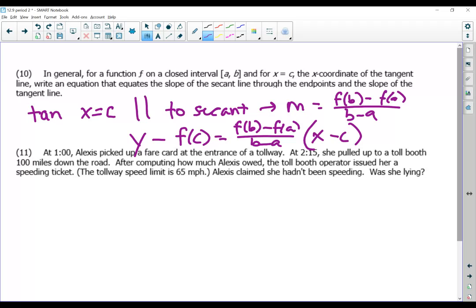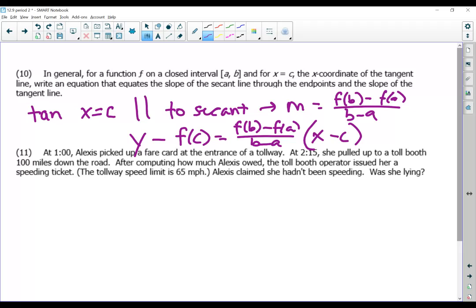Okay, let's look at a different example. At 1 o'clock, Alexis picked up a fare card at the entranceway of a tollway. At 2:15, she pulled up to a toll booth 100 miles down the road. After computing how much Alexis owed, the toll booth operator issued her a speeding ticket. Alexis claimed she hadn't been speeding. Was she lying? So go ahead and pause me and ponder this question. Does she deserve a speeding ticket? Yes or no? And what could you say that would guarantee that you know for sure that she was either speeding or not speeding?